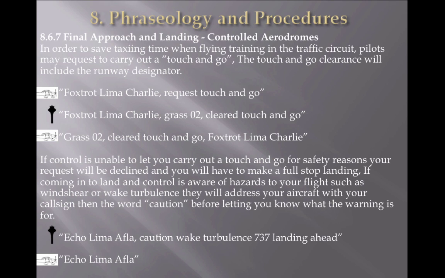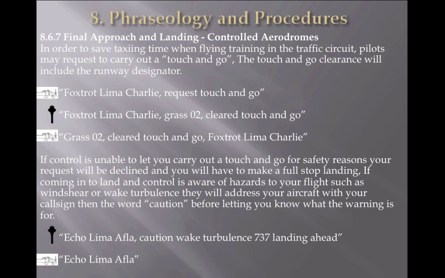In order to save taxi time, when flying training in a traffic circuit, pilots may request to carry out a touch and go. The touch and go clearance will include the runway designator. For example, Foxtrot Lima Charlie request touch and go. Foxtrot Lima Charlie, grass 02 cleared touch and go. You'll respond, grass 02 cleared touch and go, Foxtrot Lima Charlie. Always report back the clearance. If control is unable to let you carry out a touch and go for safety reasons, your request will be declined and you will have to make a full stop landing.